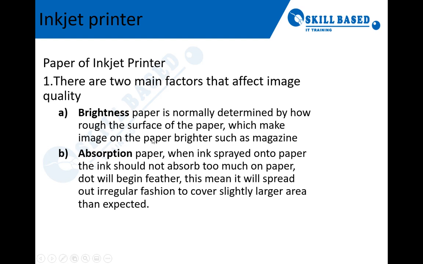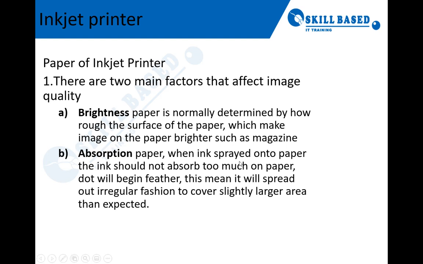So make the image on the paper brighter, such as a magazine, so more vivid, more vibrant. Another one is absorption, because if the paper does not absorb ink, then you will get feathering. Feathering means it will spread out more irregularly. And if it absorbs too much, it will also spread out more irregularly.